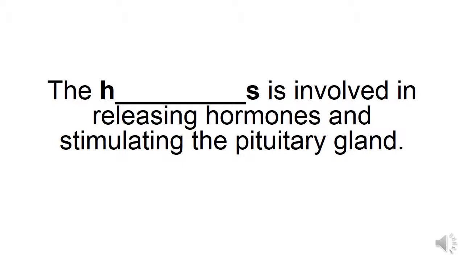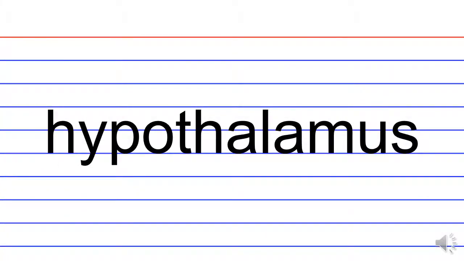The H-S is involved in releasing hormones and stimulating the pituitary gland. So what chemical species is involved in releasing hormones and stimulating the pituitary gland? That would be the hypothalamus. All right, and at this point, it would be good for you to familiarize yourself with what it looks like. So just Google image hypothalamus. For the MCAT, you don't need to know in-depth detail of its anatomy. You should be familiar with the structure.